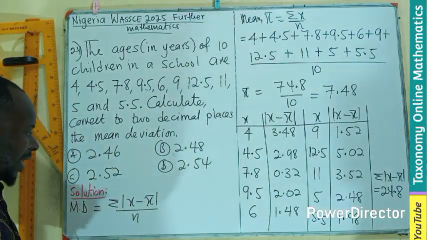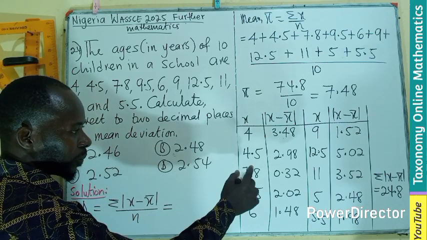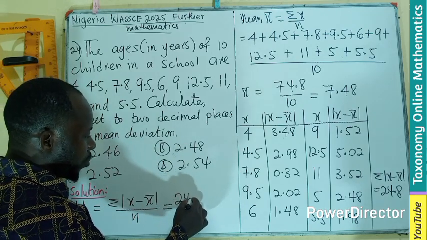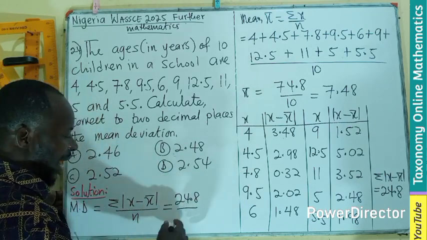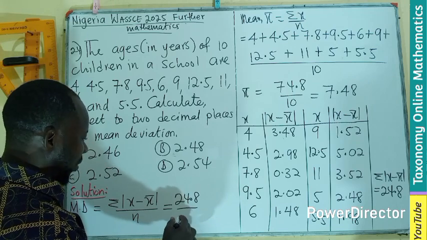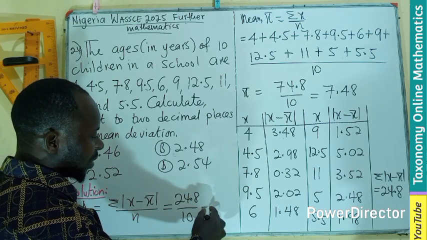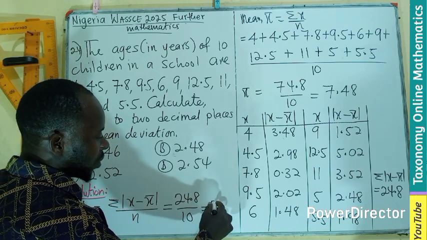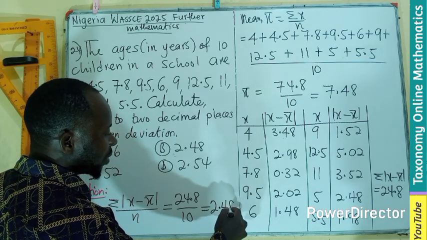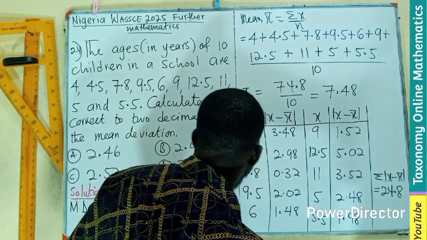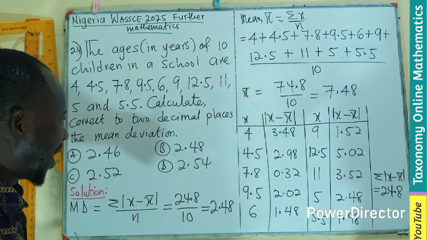So the formula is saying that find the summation, which is 24.8, divided by n, with the n being the number of data, which is 10. So when we divide by 10, we have 2.48 as the value. So let's see. I think we have it as option B.